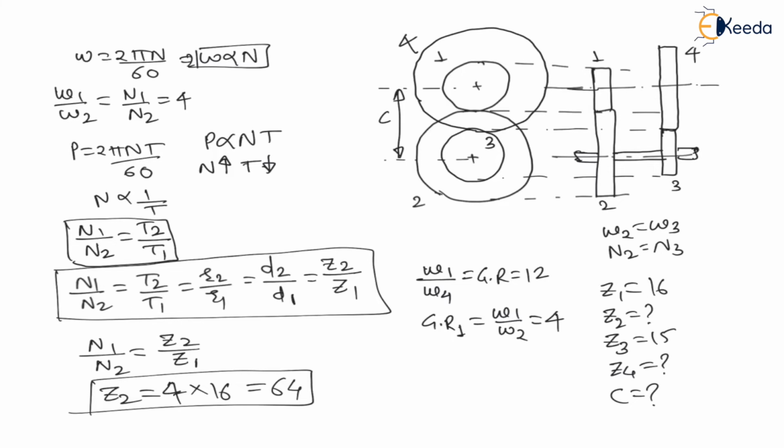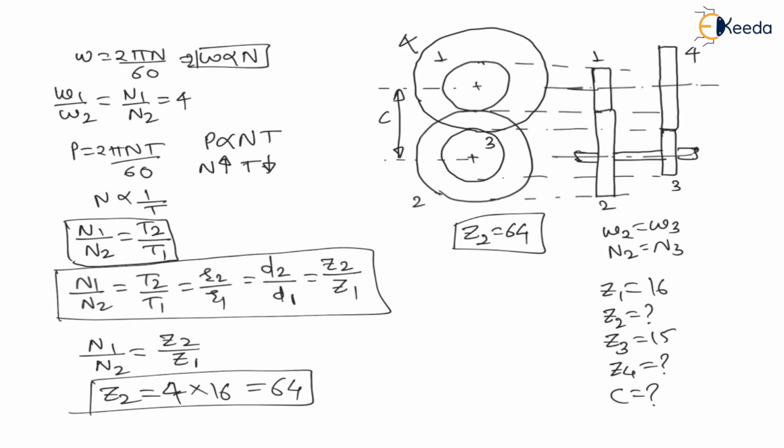Now, the first thing we have calculated, that is the number of teeth on second gear, Z2, is 64. Here I will write Z2 is equal to 64 teeth. Now, let us go for calculation of number of teeth on fourth gear.